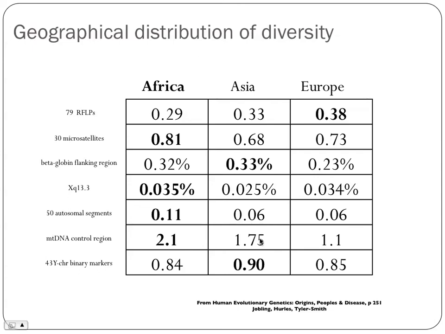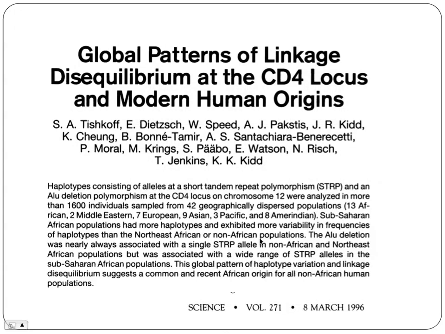But in fact, both of those studies have been criticised on methodological grounds. So just looking at how much variation there is, here's a more detailed study that was done in 1996, looking at a particular locus, the CD4 locus. Here they come to the conclusion that this allele deletion is always associated with a single allele in non-African and in Northeast African populations, but associated with a wide range of alleles in the sub-Saharan African populations. So much more variation is seen in sub-Saharan Africa than anywhere else in the world.